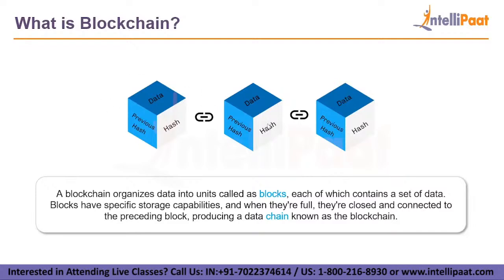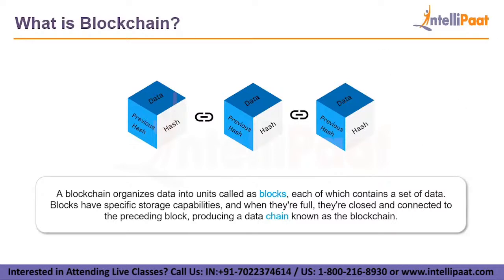Similarly, when the third transaction happens, this hash would be linked to the previous hash. So the chain keeps on growing. That's why it's called a block and a chain: a blockchain. Now, the hash which gets generated is very unique for the data you insert.